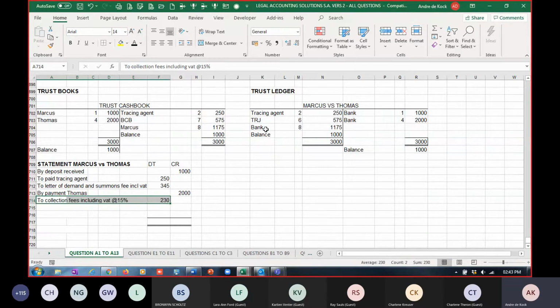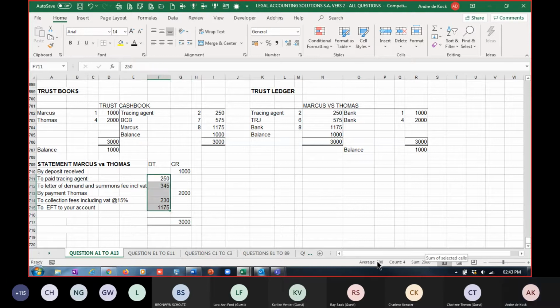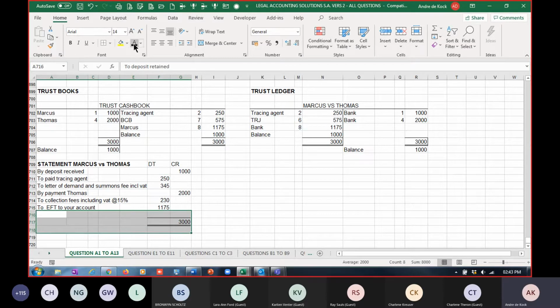The next thing that we did is that we paid Marcus 1175. We did an EFT to his account. And now there is still a balance left over here. If I work out over here, this adds up to 3,000, and this adds up to 2,000. So therefore, there still is a balance of 1,000 Rand, which I now bring down and I send him.